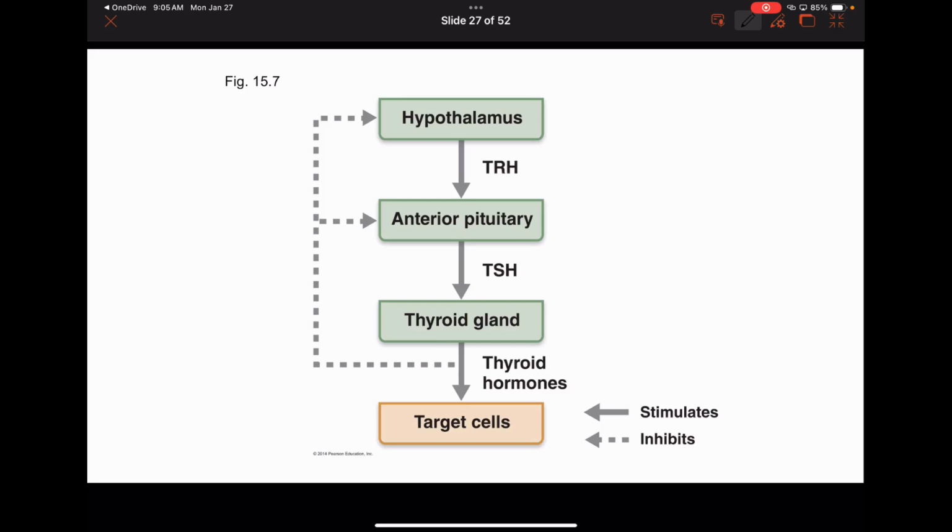Okay, so how the regulation of thyroid hormones goes. Again, the hypothalamus releases thyroid releasing hormone. The anterior pituitary gland will then release thyroid stimulating hormone, and then the thyroid gland will release those thyroid hormones to most of our body cells in order to increase cell metabolism. Now let's say we have an increase in the amount of thyroid hormone. What's going to happen? These dashed lines over here are showing a negative feedback mechanism.